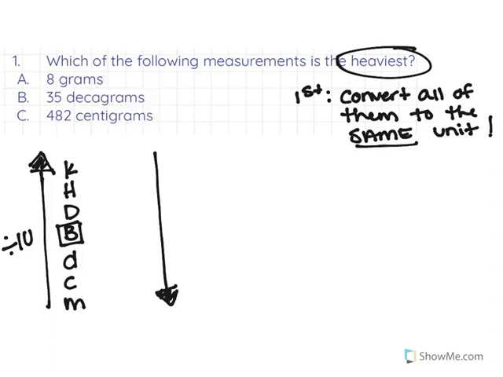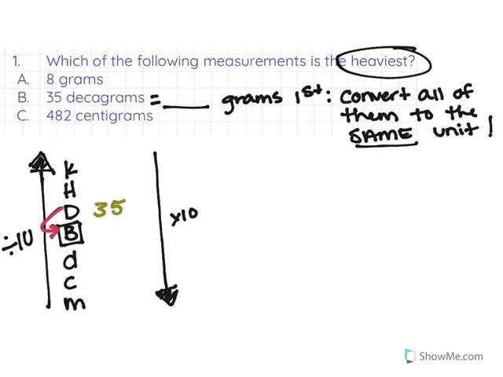Looking at A, I can see A is already in the base unit. It's already in grams, so we don't have to do anything to A. But now we're going to go to B. B has 35 decagrams. Decagrams is right here. And I want to go to grams because we're, again, converting everything back to the base unit of grams. If I'm going to grams, I know I'm going to go down to that base unit. If I'm going down, I know I am multiplying by 10.